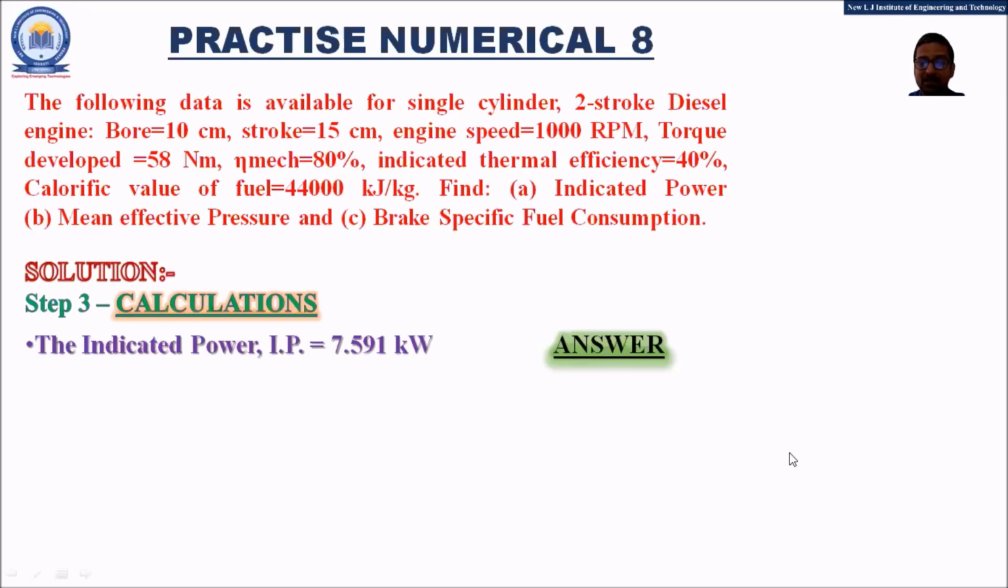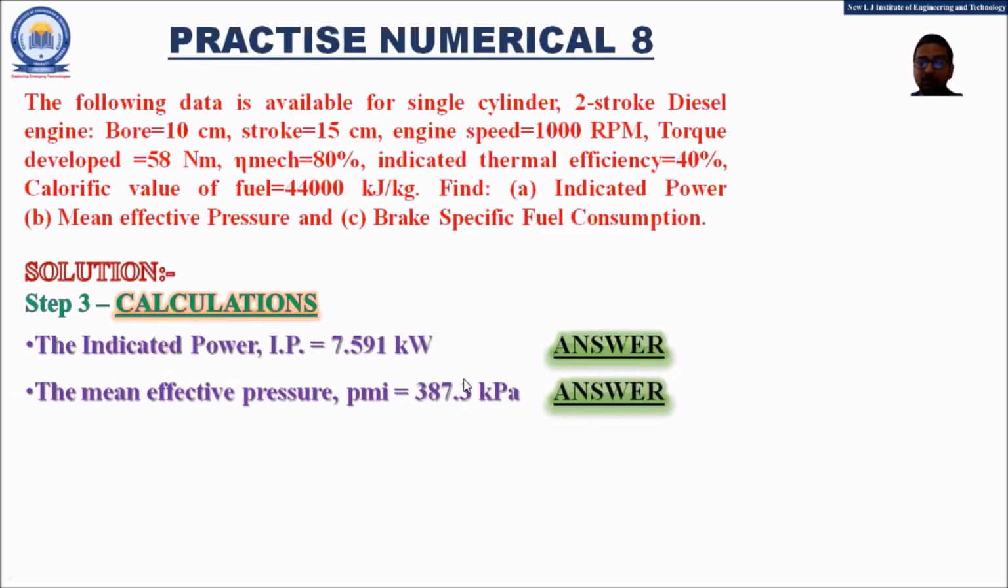Then using the standard equation of the indicated power, that is PMLAN into number of cylinders divided by 60. It is the single cylinder engine and two-stroke engine. So number of power strokes is equal to the rotations of the crankshaft. So substituting the values in the equation for the indicated power, we will be calculating the mean effective pressure, that is PMI. So the answer comes out to be 387.3 kilopascal.